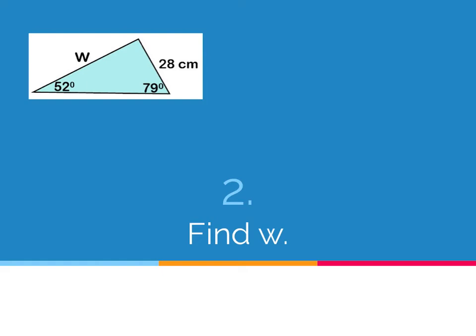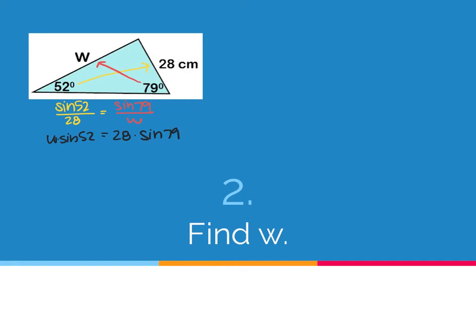Let's take a look at another example. This time I'm trying to find W, and W is the side. I see that I have 52 and its opposite side, so I'm going to do sine of 52 over 28 equals, I have the angle measure of 79. I'm trying to find its opposite, so sine 79 over W, and now we're just going to cross multiply to solve. So W times sine of 52 equals 28 times sine of 79.